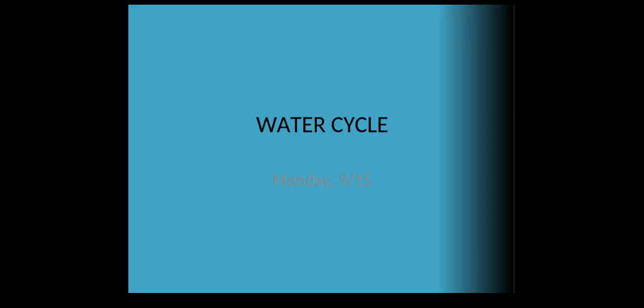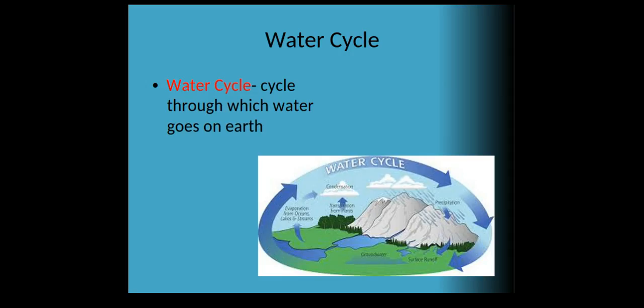Crazy, right? Well, class, the reason this is the case is because of something called the water cycle, which is simply the cycle through which water goes on earth. This is from where rain, clouds, and even most of our weather on earth comes.